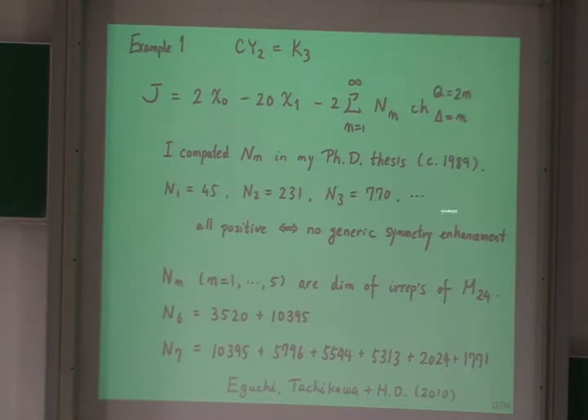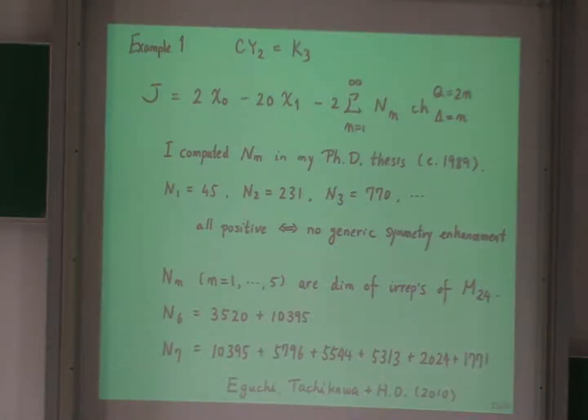And to my surprise, all these came out as positive integers. In principle, since it's related to an index, it could have been negative. But one can deduce that if there were a negative number, then the symmetry of the K3 sigma model is generically greater than N=4. And the fact that all these are positive integers means that there is no generic symmetry enhancement. So the positivity of this integer has a very interesting property. I was actually fascinated by these numbers for many years.